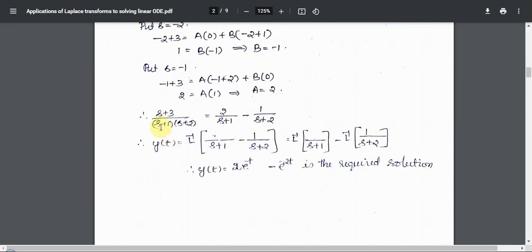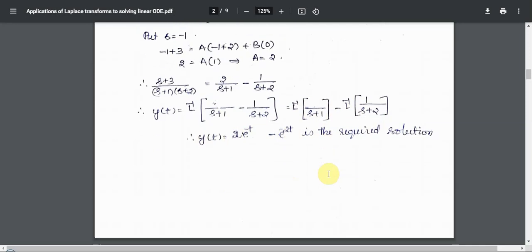Therefore, y of t is L inverse of this one, that is equal to L inverse of 2 by s plus 1 minus 1 by s plus 2, which is equal to L inverse of 2 by s plus 1 minus L inverse of 1 by s plus 2. Taking the inverse of here, 2 is outside, therefore y of t is equal to 2 into L inverse of 1 by s plus 1, which is e power minus t, minus this becomes e power minus 2t. Therefore, this is the required solution.